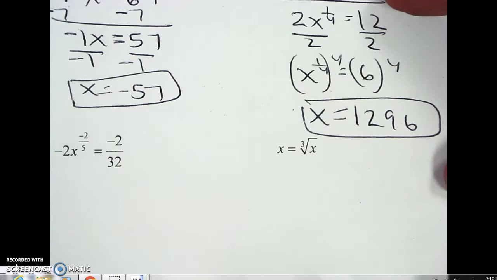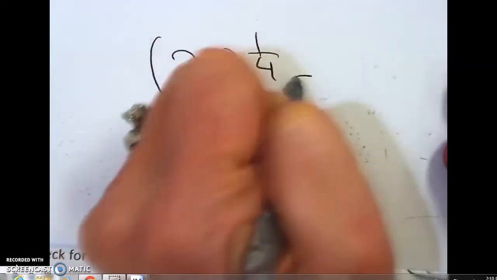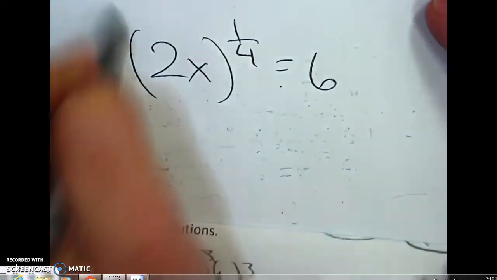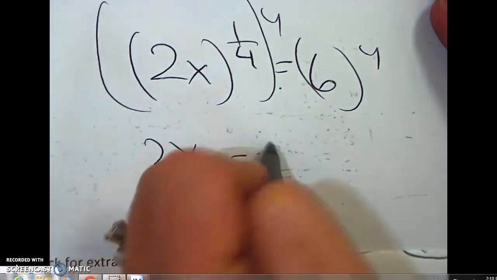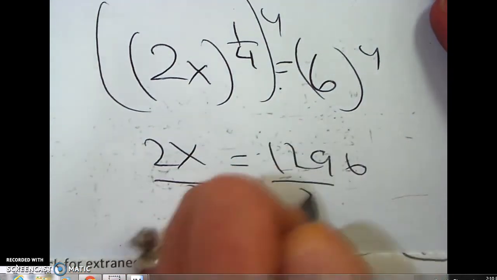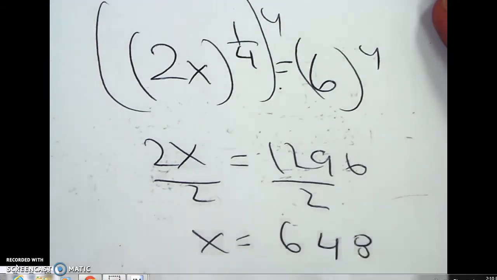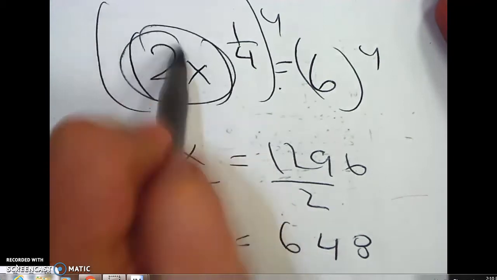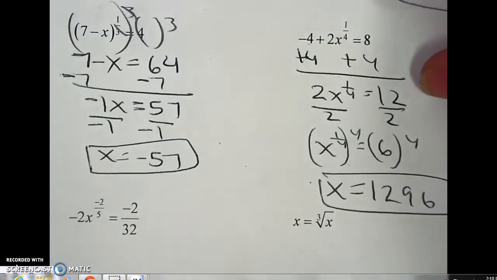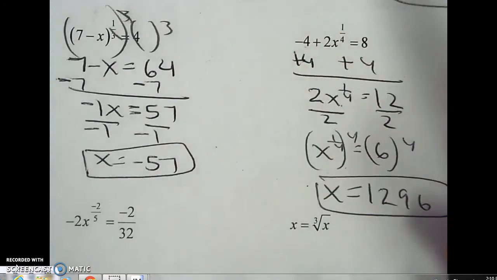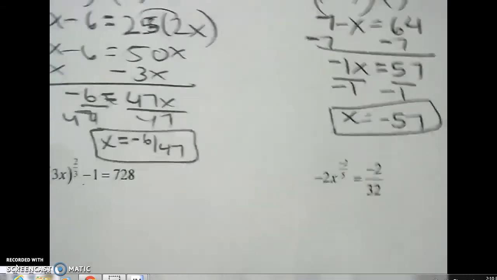Now I would like to point out, if this problem said 2x to the 1/4 equals 6, that's when you would take it to the 4th power. And then you'd be left with 2x equals 1296. Then you would divide by 2. And then you get x equals 648. So notice the difference. This whole thing is taken to the 1/4. That's why you take it to the 4th power. For this one, the only thing taken to the 1/4 power is the x. All right, let's go to the next one.